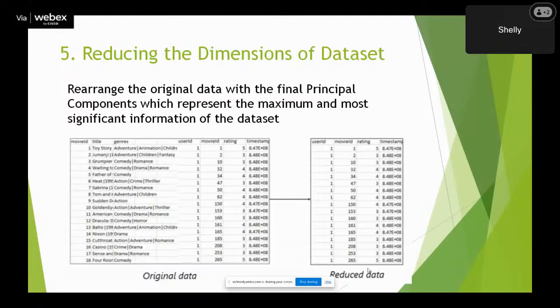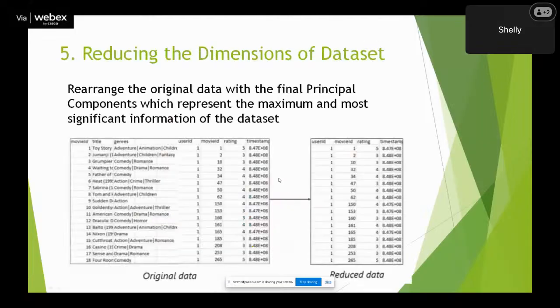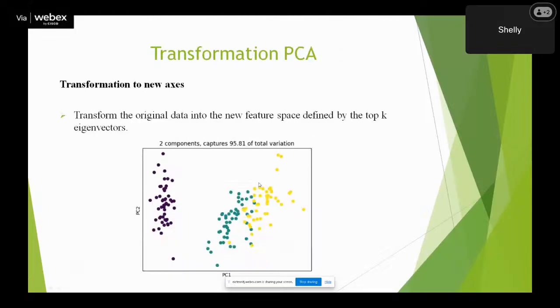Through the PCA, this is the transformation into the new axis. This is just an illustration for some sample dataset, performed using the iris dataset, where we transform the original data into the new feature space defined by the top k eigenvectors. Here the two components that capture 95.81% of the total variation are being used.